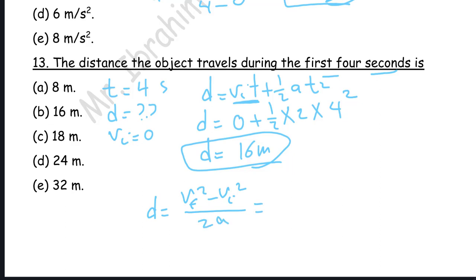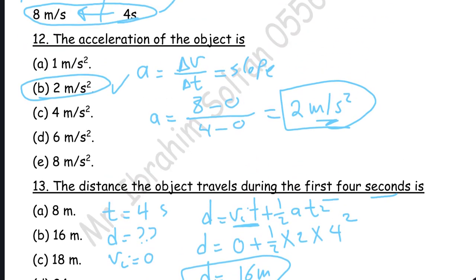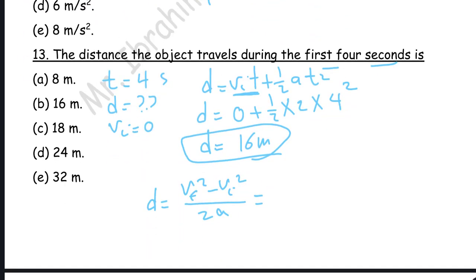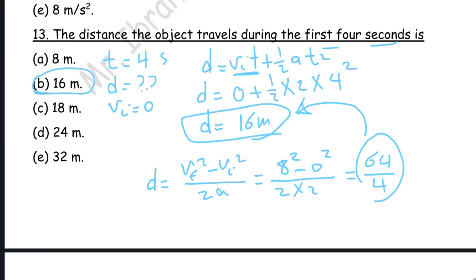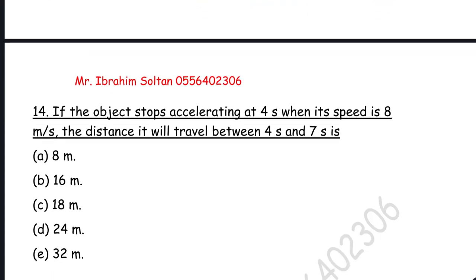So v final square after 4 seconds, do you remember 8 meter per second? So 8 square minus 0 square over 2 times 2, so 64 over 4, it yields the same answer, 16 meter. Okay, let's move to the next.